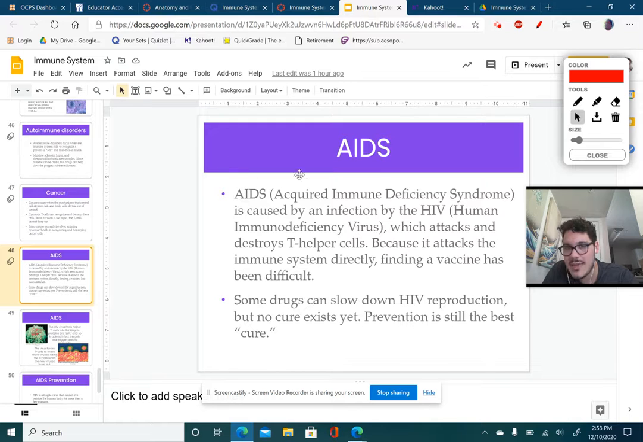AIDS. If you didn't know what AIDS stood for, it stands for Acquired Immune Deficiency Syndrome. Not a bad idea to know that. It's caused by an infection by this virus, human immunodeficiency virus, or HIV.